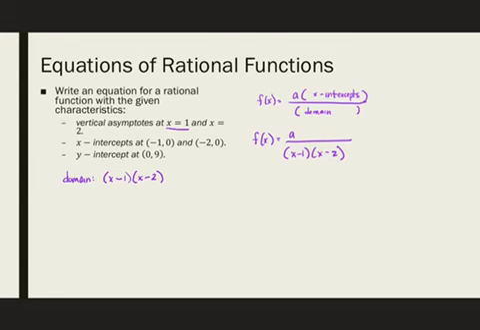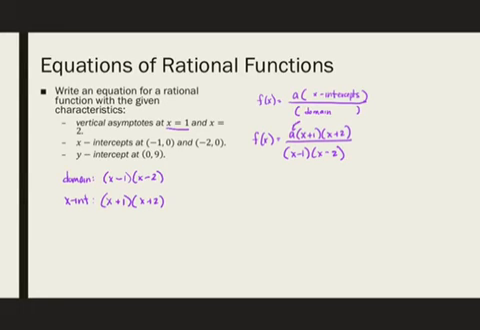I have x-intercepts at -1 and -2. So if I have an intercept at -1, that means it came from a factor of x plus 1. If I have an intercept at -2, that means it came from a factor of x plus 2. So x plus 1, x plus 2. And the only thing left to figure out is what is that a value?